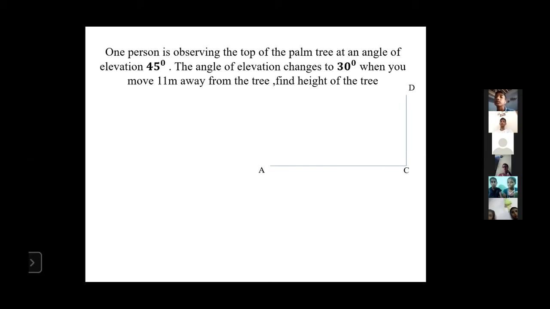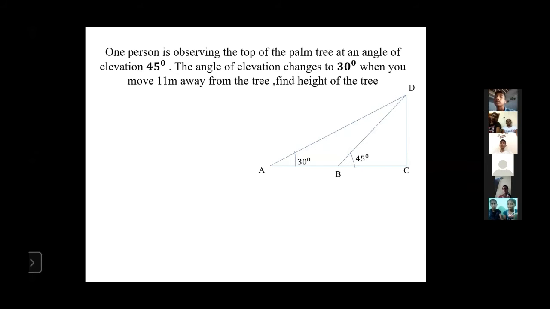Here CD is the height of the palm tree and A is the position of a person who is observing the top of the palm tree. First, he observed from the position B to the top of the tree with an angle of elevation of 45 degrees. And then he moved away from B position, that is 11 meters. And again he is observing the top of the palm tree with 30 degrees.